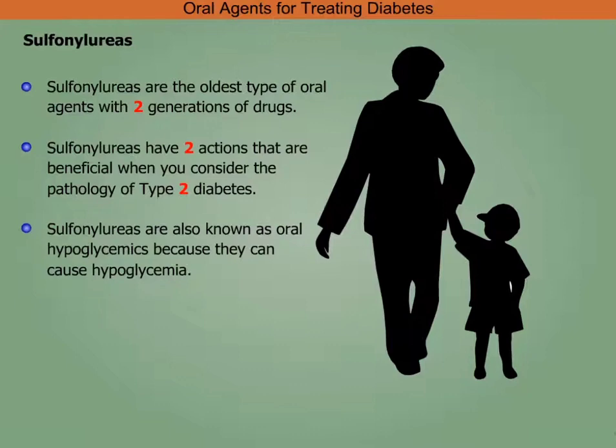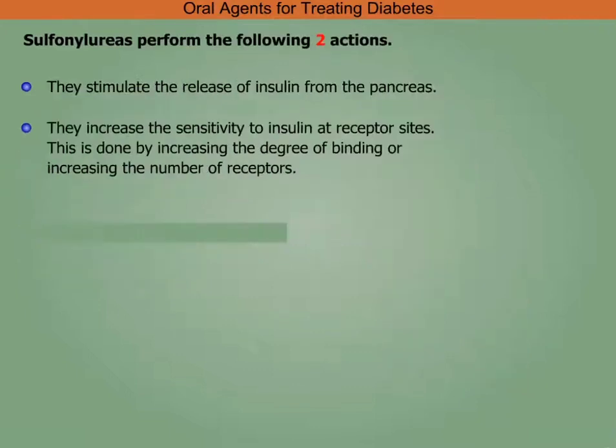Sulfonylureas have 2 actions that are beneficial when you consider the pathology of type 2 diabetes. Sulfonylureas are also known as oral hypoglycemics because they can cause hypoglycemia. Sulfonylureas perform the following 2 actions.